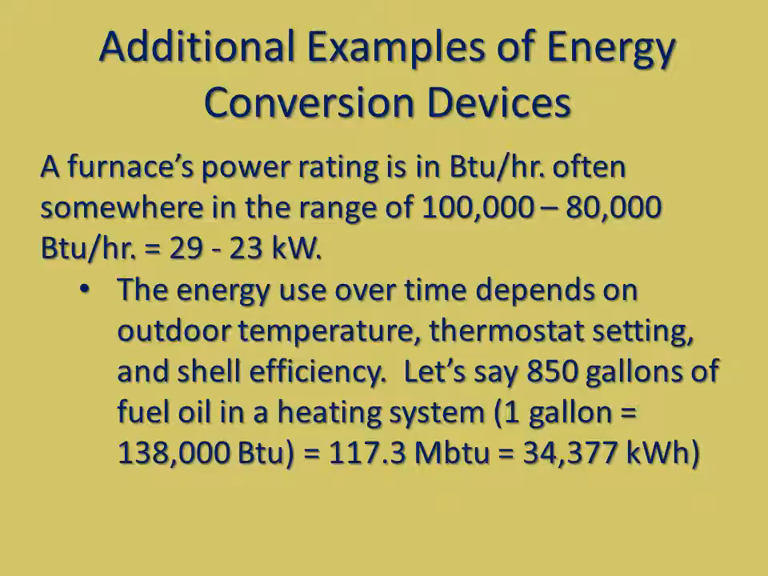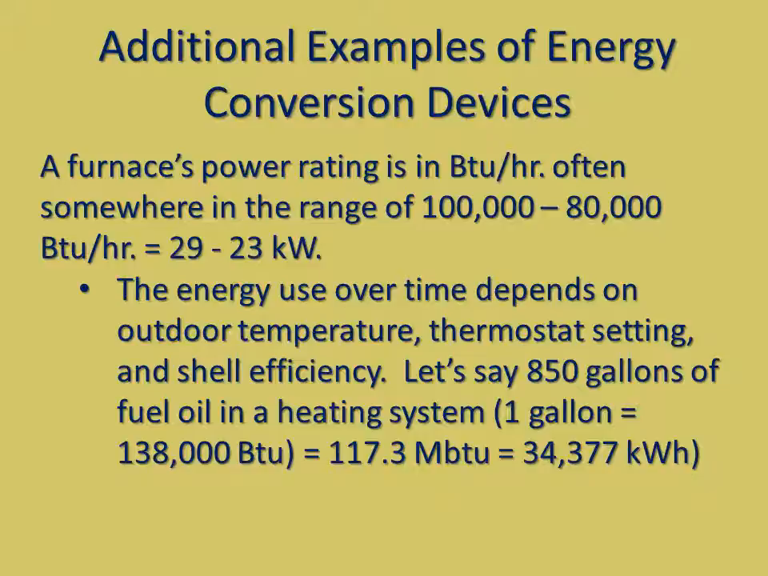So let's say a typical home would use about 850 gallons of heating oil during a typical heating season. 1 gallon of oil is equivalent to 138,000 BTUs, which is 117.3 million BTUs. So 850 gallons at 138,000 BTUs is equivalent to 117.3 MBTUs, which is million BTUs. And that's the total energy that would be used during a heating season. And we can convert that energy from BTUs into kilowatt hours, and the energy use would be 34,377 kilowatt hours.